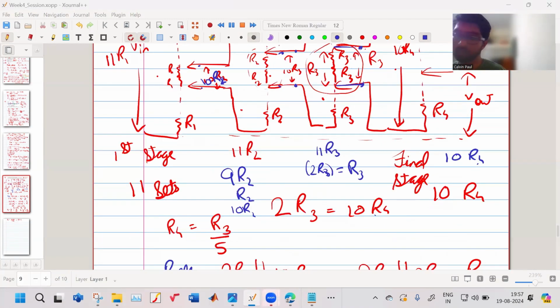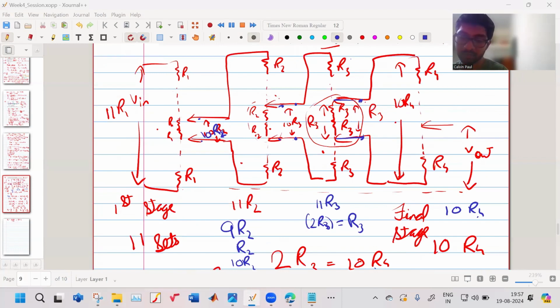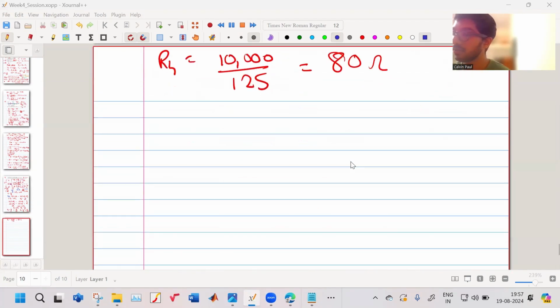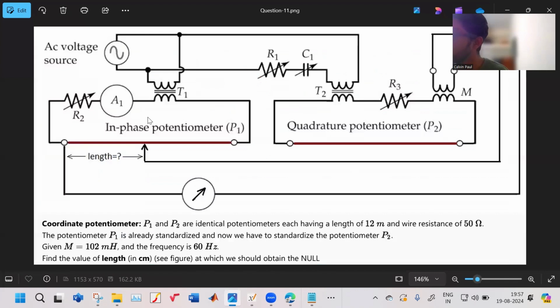Good. So we'll go to the final sum shown here.